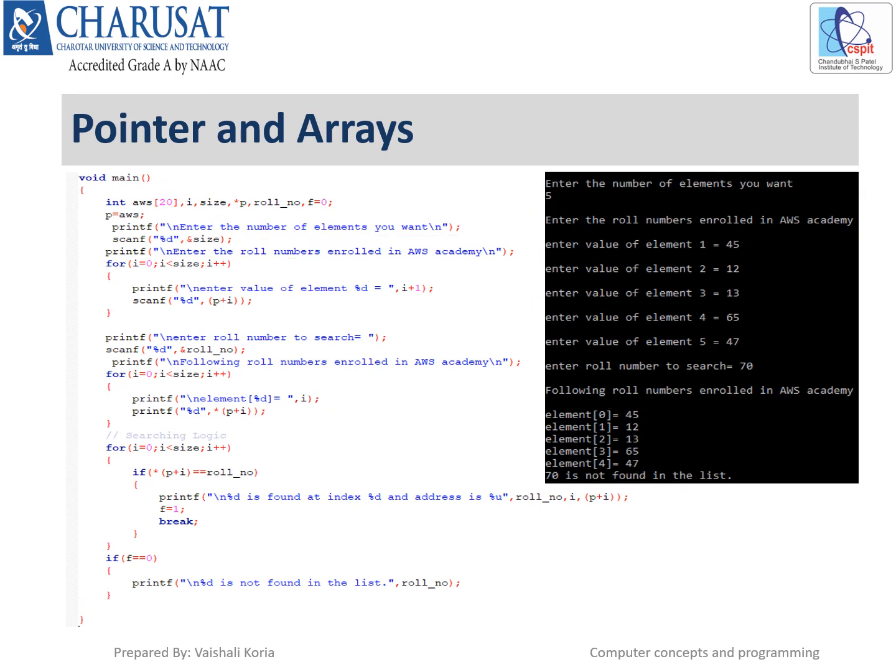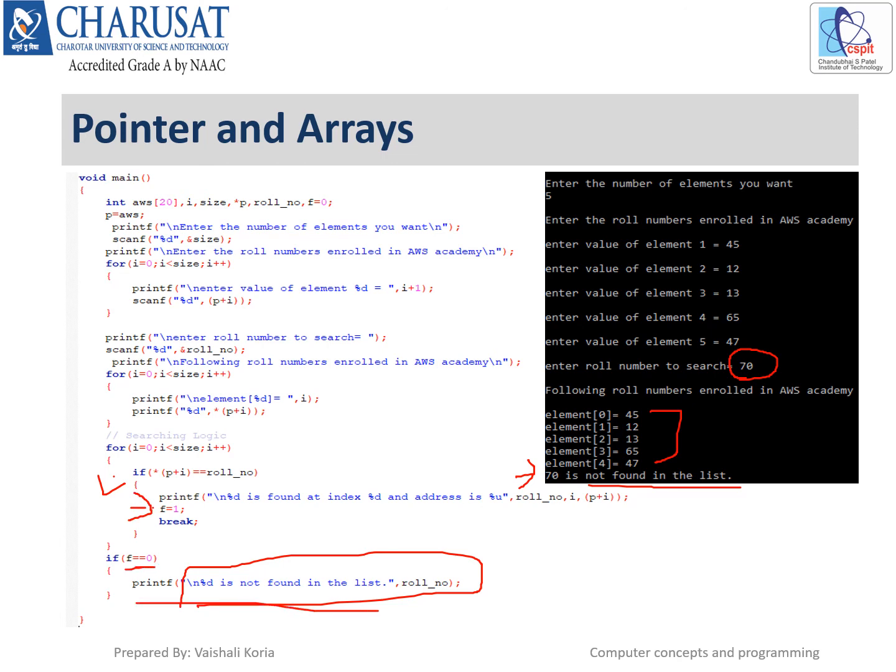Now in the next one the program is the same, but here we have given the input size as 7, and the number that we want to search is 70. Obviously 70 is not in the list, so the output would be that 70 is not found in the list. When you search for 70, this if condition will never be true, f will never have the value 1, so f will remain 0 and this particular message will be printed. So this is how you can access the array elements using pointer variables.